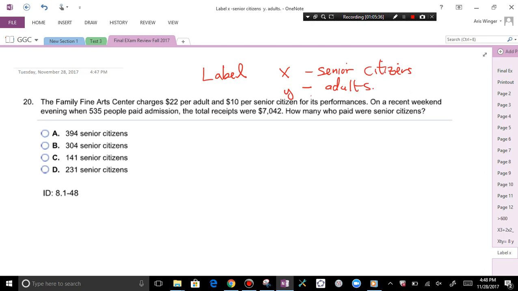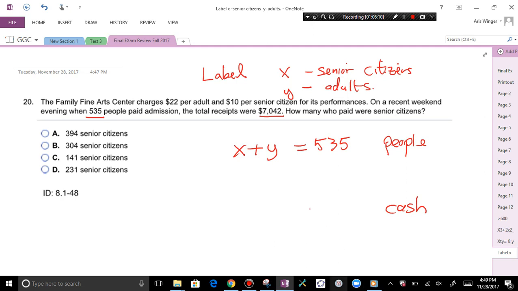That must mean there must be two equations. Here's one, just about the total people. And here's another one about the amount of money. So we need an equation about people, and then we need an equation about money. The equation about people says that 535 of those people were there, and that those people are comprised of adults and senior citizens. X plus Y is 535.